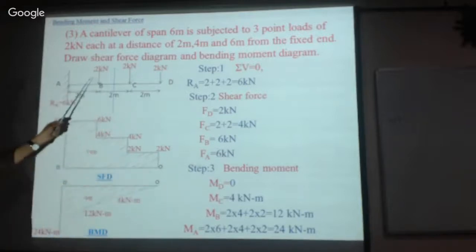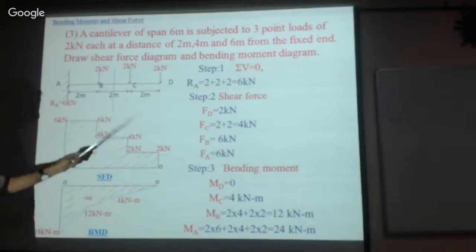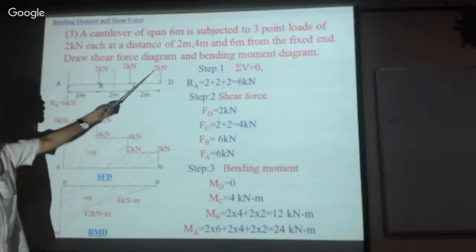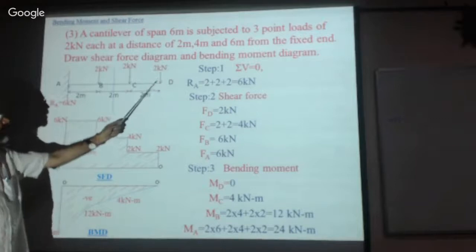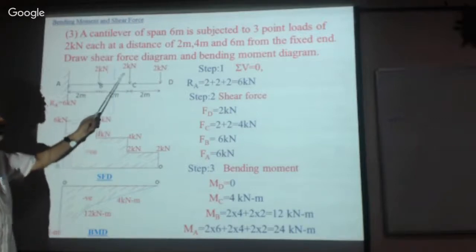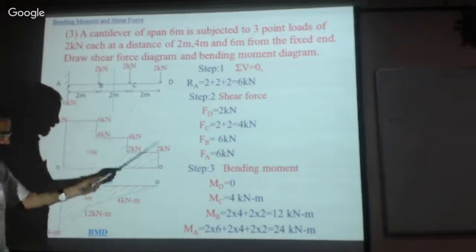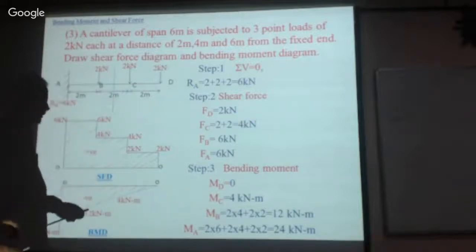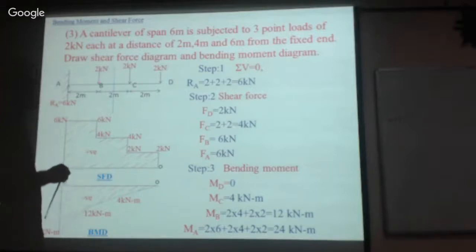Similarly, if you calculate the bending moment at B, the bending moment at B is equal to 2 kN into 4 meter distance, plus 2 kN into 2 meter, which is what we have written here. So the moment at B is equal to 2 kN into distance 4 meter, plus 2 kN into distance 2.